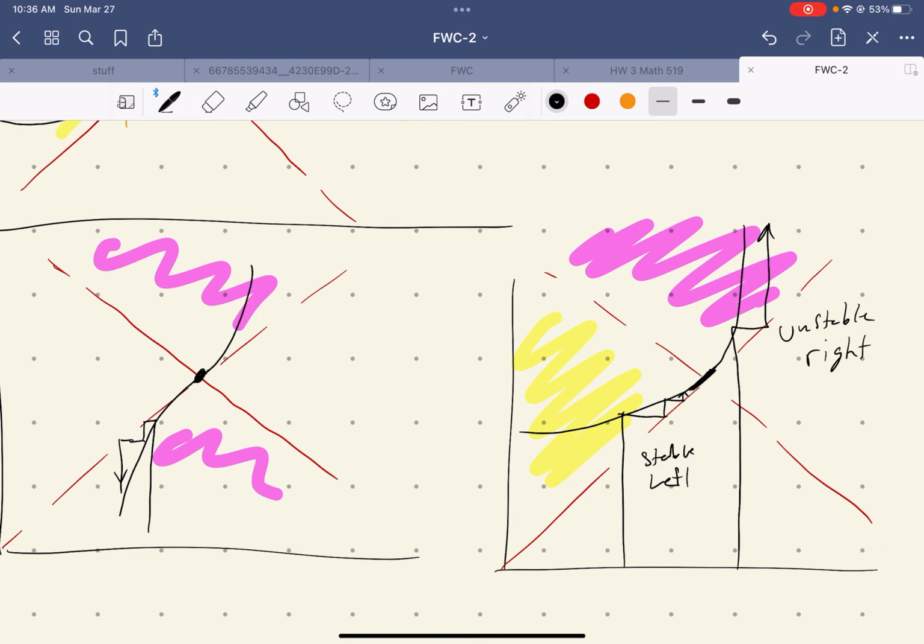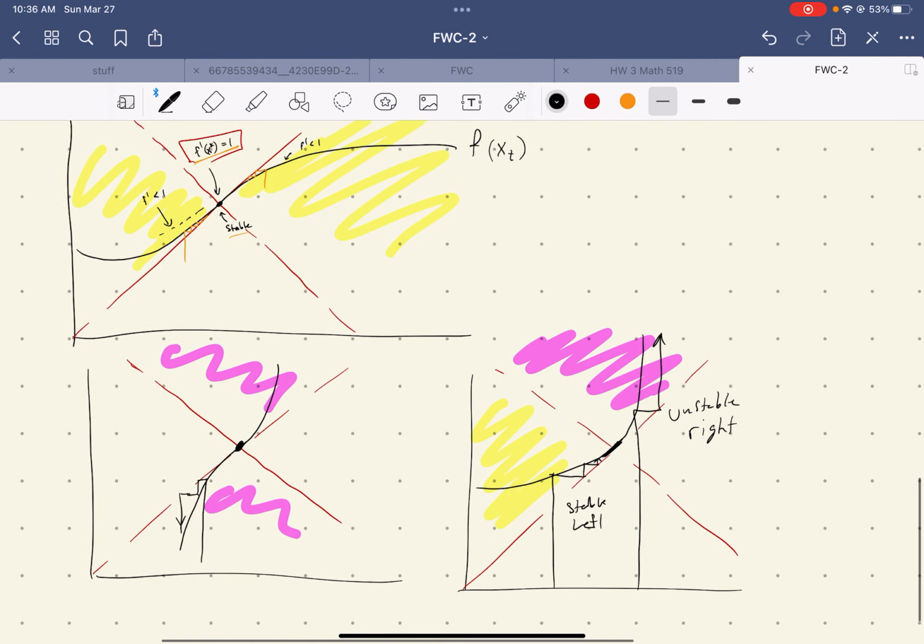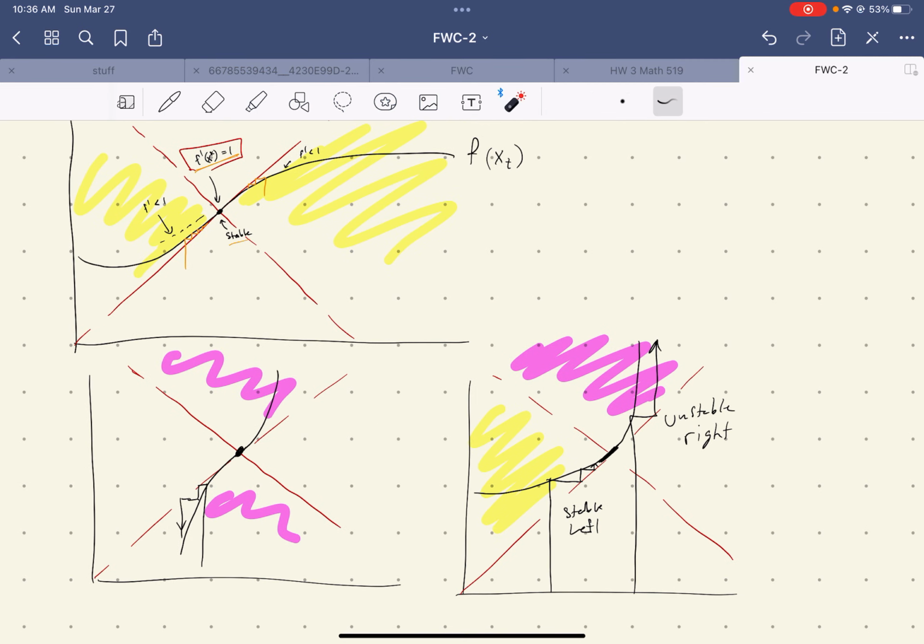Okay, and what all of these three examples have in common is at the equilibrium point, I have a slope of 1. That's by design. So for all of these functions, f prime at x star equals 1. All right, and in some cases we're stable, in some cases we're unstable, and in some cases we are mixed.